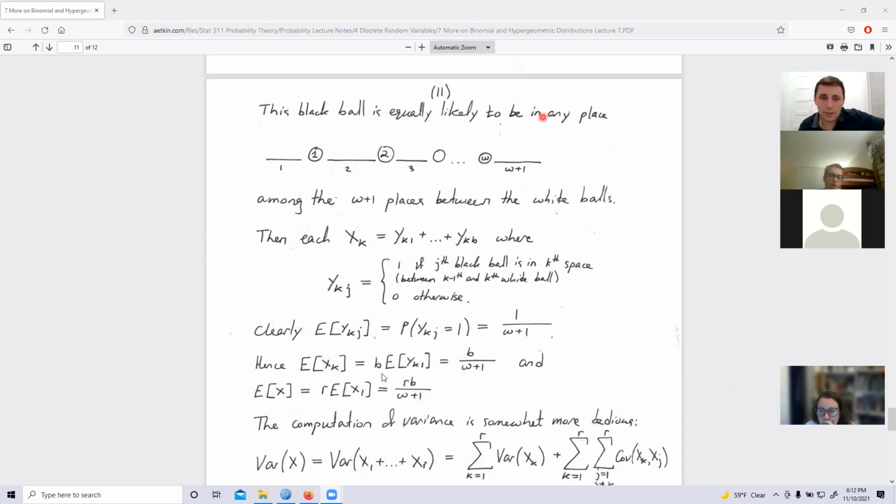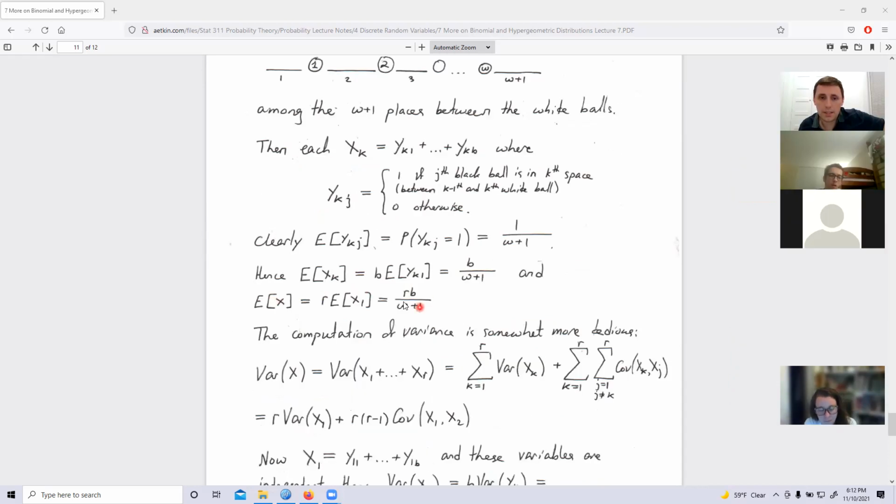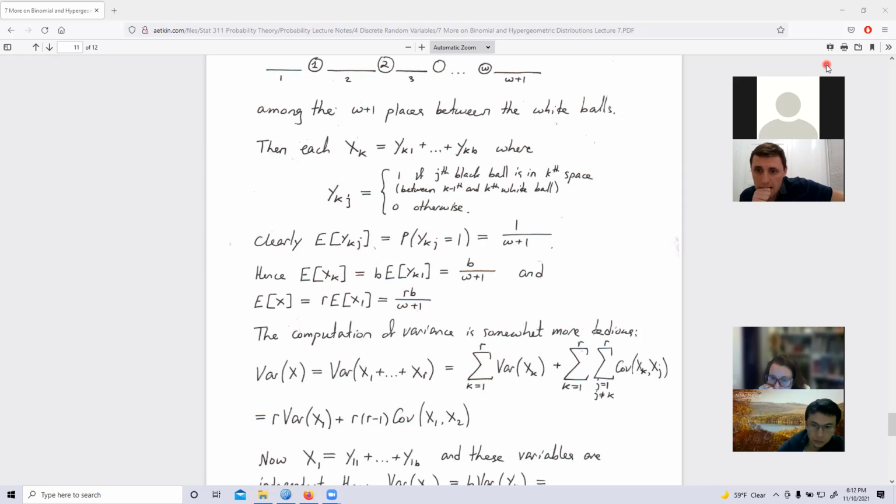So this is pretty difficult. So the expected value of x is this number. It's r times b over w plus 1. Were you able to follow more or less, guys? Yes? I hope so.